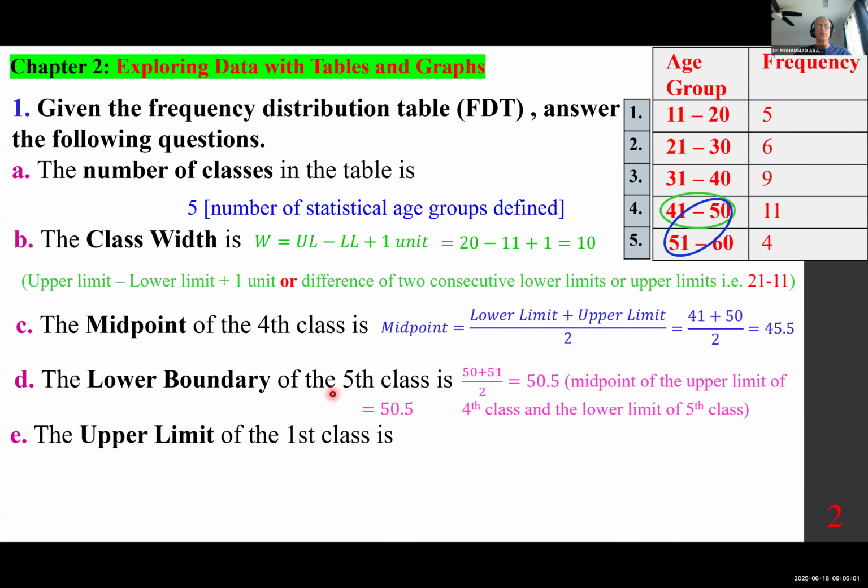The upper limit in the 1st class. So these are the upper limits. For the first one is 20, second one is 30, so on and so forth. So since we want it for the 1st class, obviously it's 20. Upper limit is 20, 1st class is 11 to 20, upper limit would be number 2.